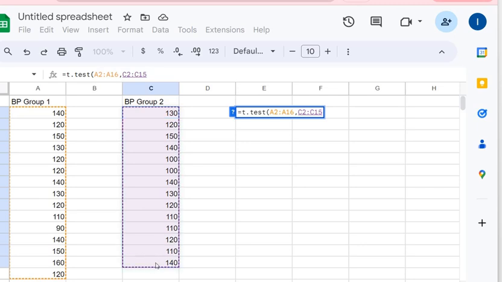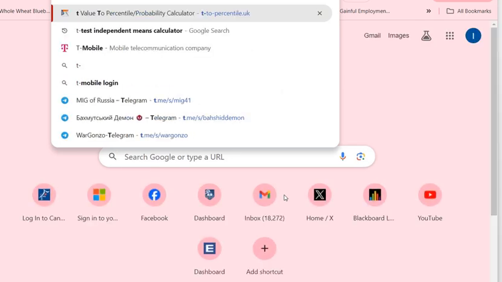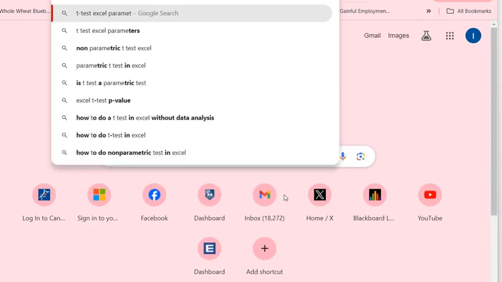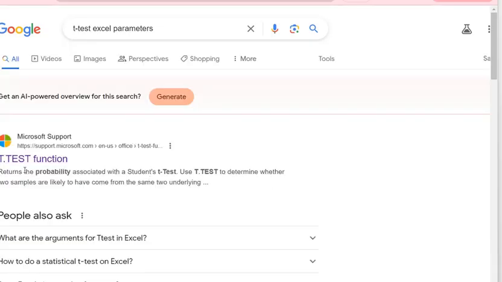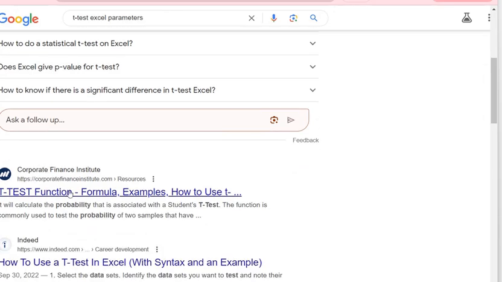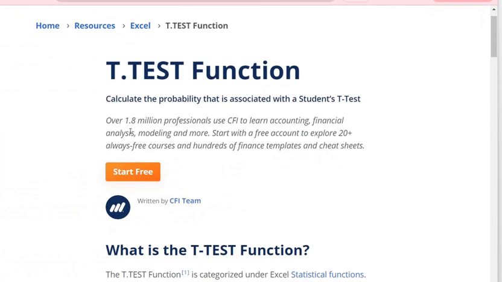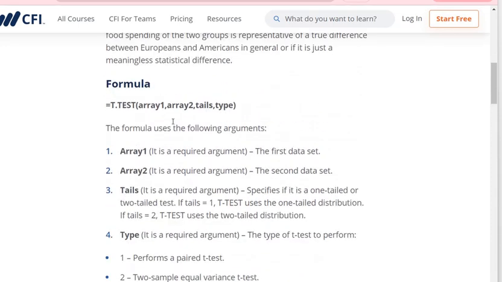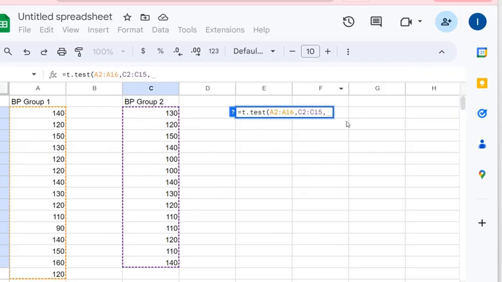Now I have to double check. I don't remember what parameter comes next, so we'll Google t-test Excel parameters. One of the arguments is the number of tails, and another is whether they are a paired test or not, and I'll explain those. It says tails is the next parameter, the next number after the second comma.